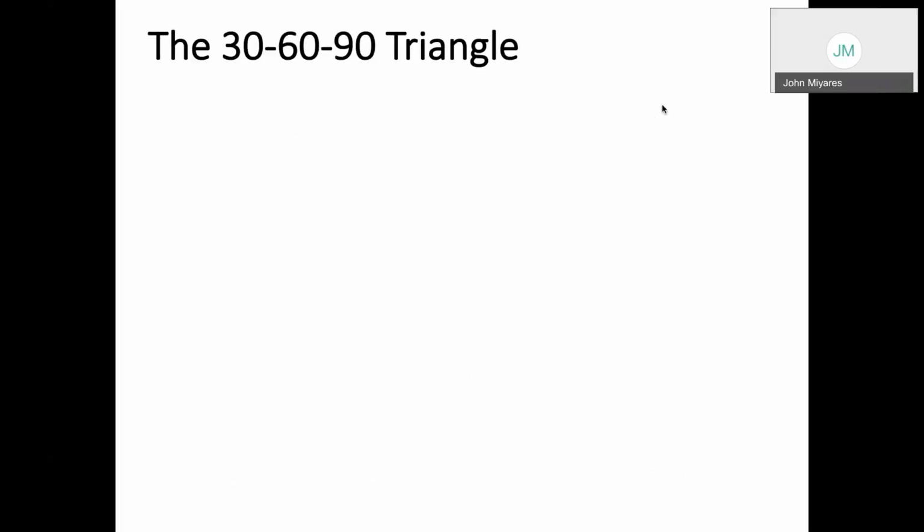The other triangle we see a lot is called a 30-60-90 triangle, and its roots come from taking an equilateral triangle and cutting it in half. So we have this equilateral triangle here that has 3 equal side lengths and 3 equally sized angles measuring 60 degrees each.